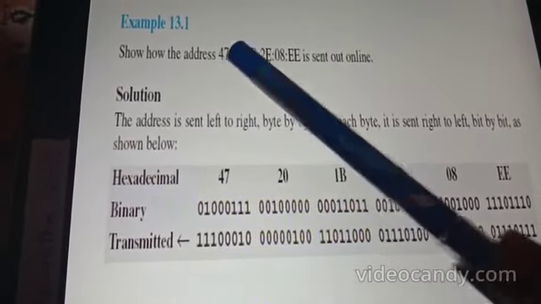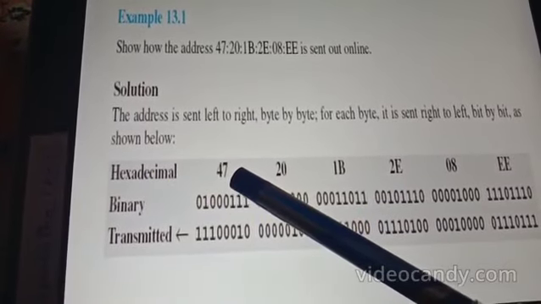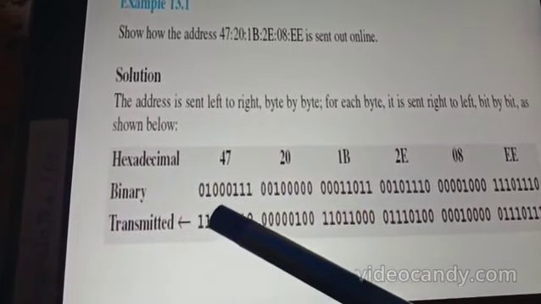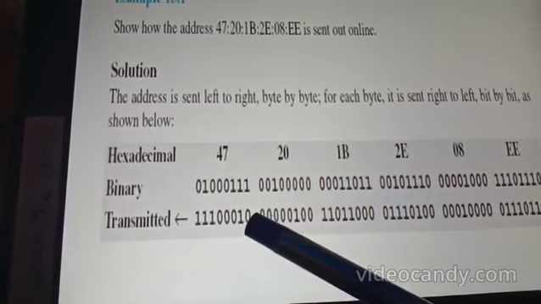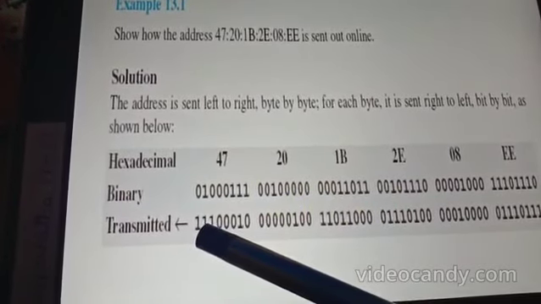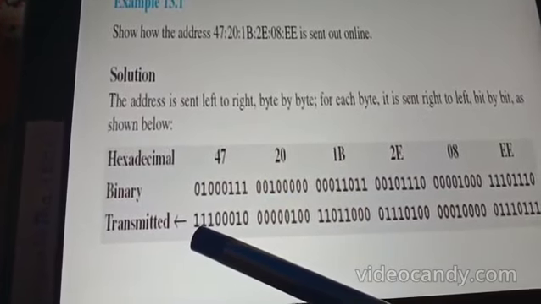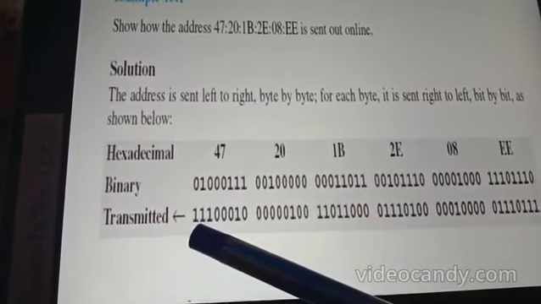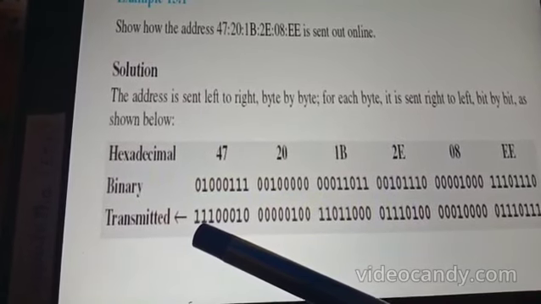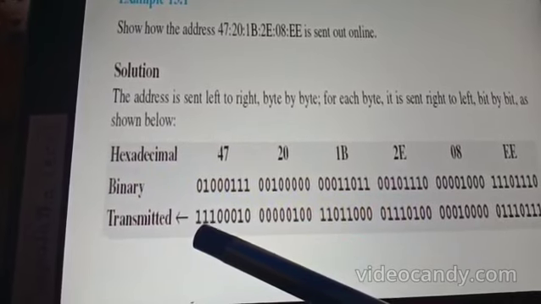While transmitting, the first byte is transmitted, and in each byte the least significant bit, the LSB, is sent out first, and the most significant bit is sent last. By knowing the least significant bit, whether it is 1 or 0, we can decide whether it is a unicast address or a multicast address. Whenever it is 1, it is considered a multicast address, and whenever the LSB is 0, we consider it a unicast address.